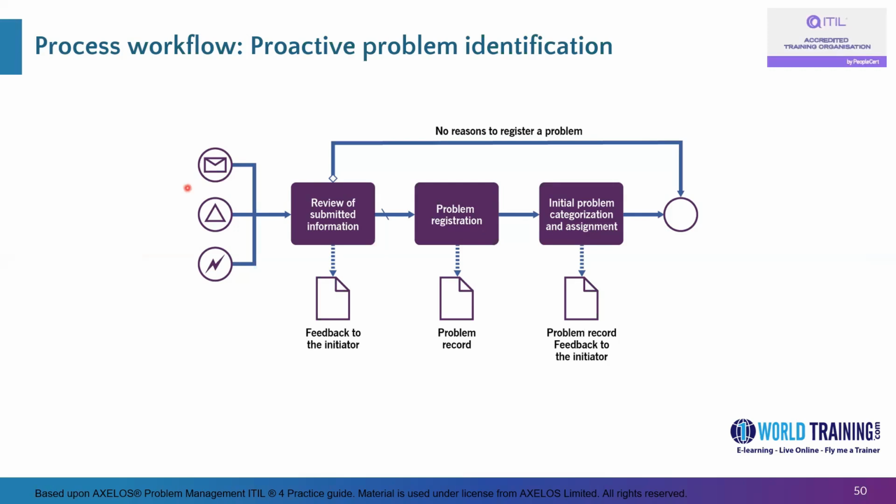It is not important for us to understand that notation. Essentially, if you look at these symbols, these are the inputs to the process, the triggers to the inputs, or what triggers this process. And then you see the three activities, which we saw in the table earlier, shown sequentially here. And then you also see an arrow going from the first activity, review of submitted information, directly to the end of the process. Meaning, if there is no reason to register a problem, then this process can end.